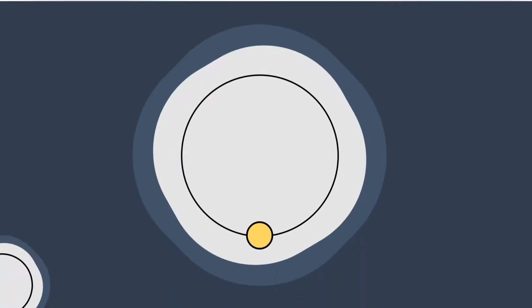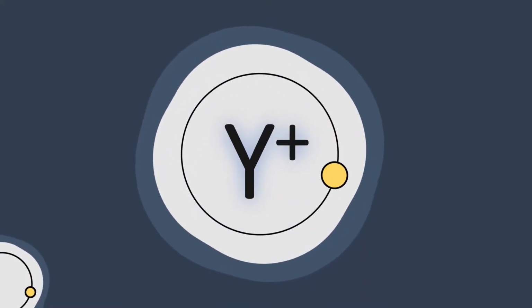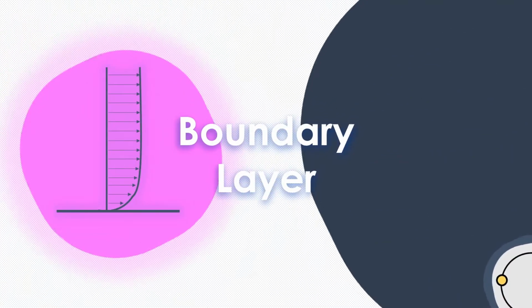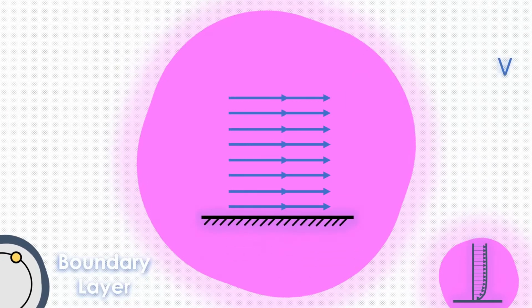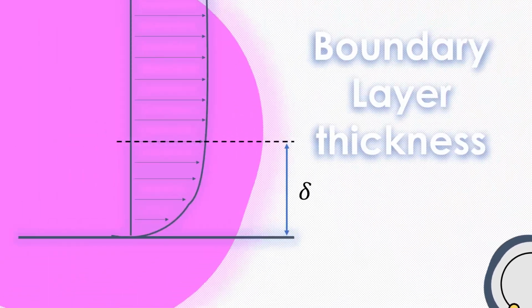In this video, we are going to understand what is Y plus value in CFD. To understand Y plus, first we need to know about the boundary layer. In physics and fluid mechanics, a boundary layer is a layer of fluid near a bounding surface where the effects of viscosity are significant, and there will be a presence of velocity gradient. The boundary layer thickness is denoted by the symbol delta.